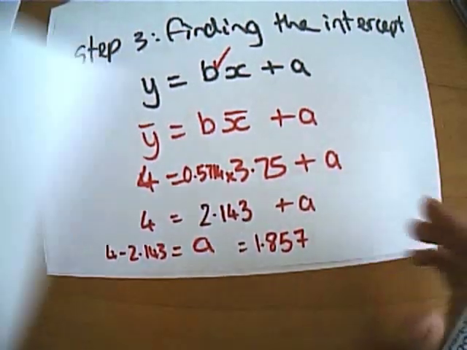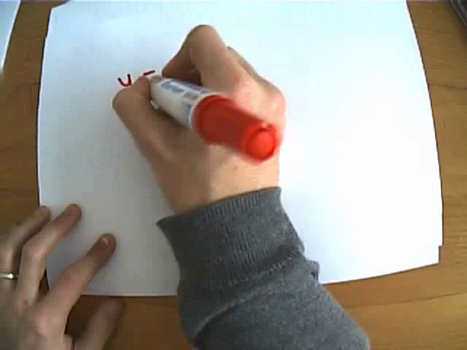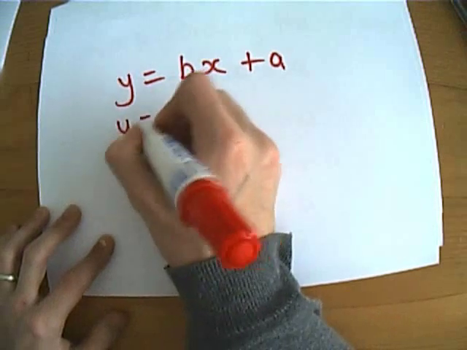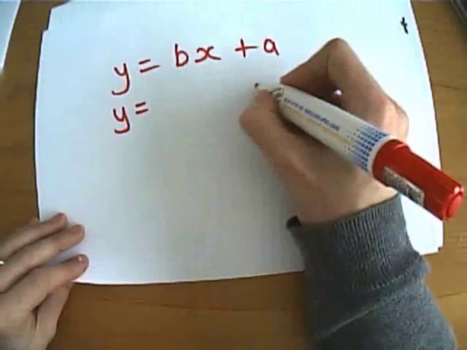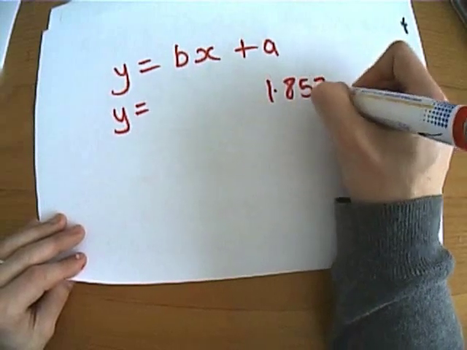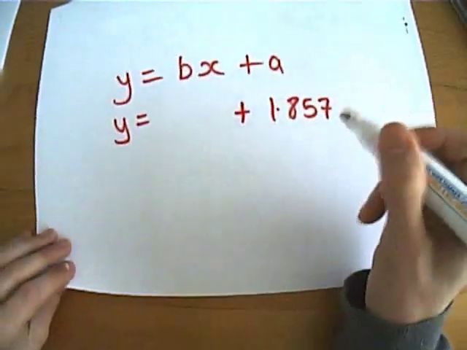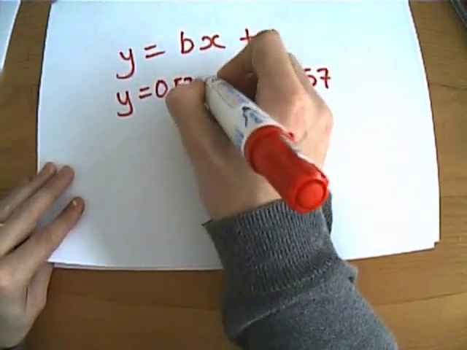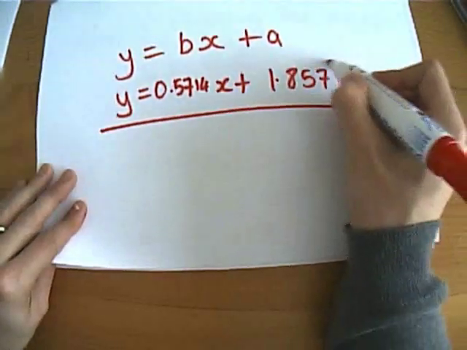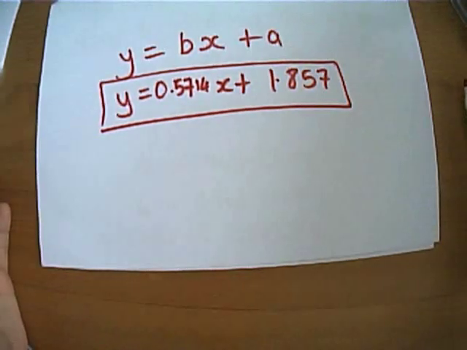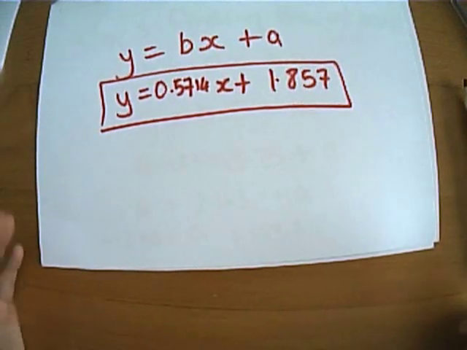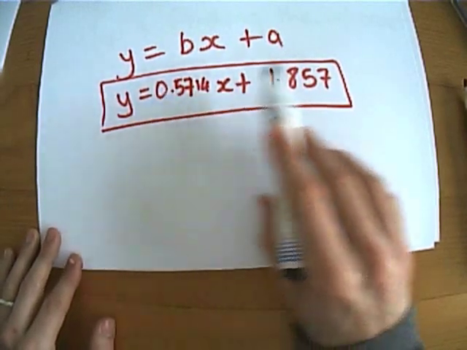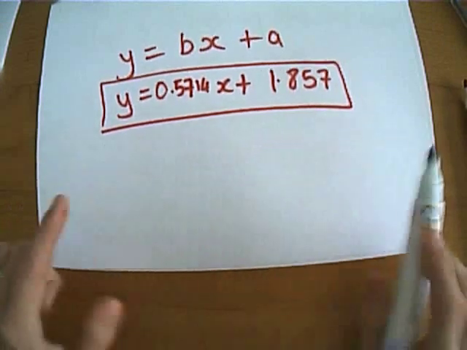So let's sum everything up together. We said the equation of a line is y equals the gradient times x plus the intercept. And we now know that our intercept is 1.857, assuming I've not mucked up that calculation, and the gradient we found was 0.5714. Ta-da! We now have our equation of line of best fit, or our regression line. And now that we've got this, if I know a value of x, I can substitute it in here, times by 0.5714, add 1.857, and that will give me y, and vice versa.